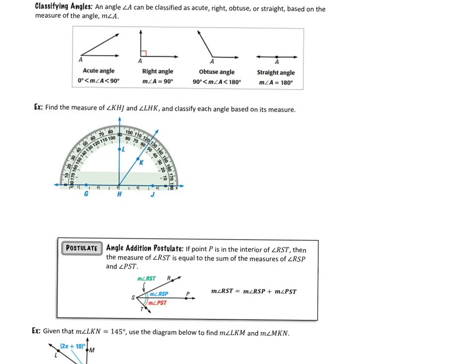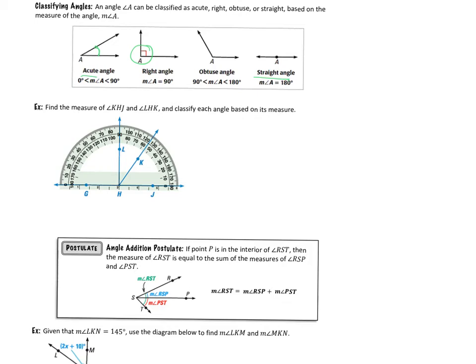Once we have the measure of our angle, we can then further classify it. If the measure of angle A is less than 90 degrees, we call that an acute angle. If the measure of angle A is exactly equal to 90 degrees, that is called a right angle, and we can indicate that in the diagram with this symbol. An obtuse angle has a measure of greater than 90 degrees but less than 180 degrees, and an angle that is exactly 180 degrees is called a straight angle.